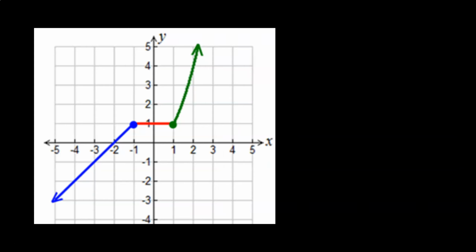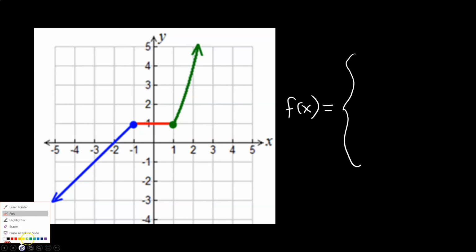Okay, so here we would see blue, red, and green. So let's define this function, blue, red, and green. So we would say the function f of x is equal to, we would have the blue piece, and the blue piece goes from -infinity to -1. So that would be for when x is less than or equal to -1, right?